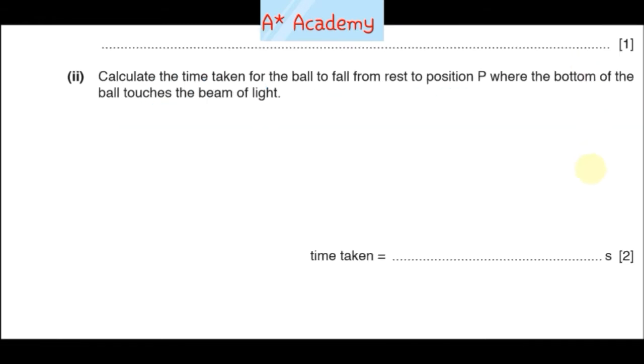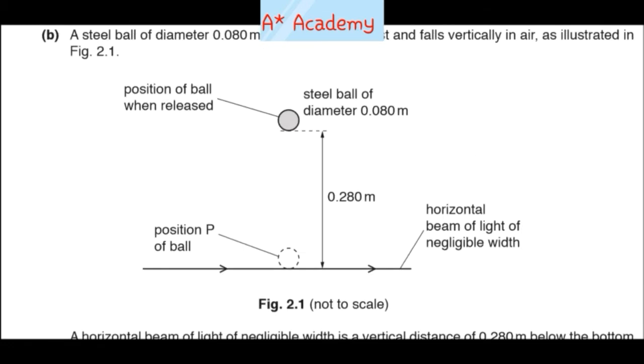Right, we are on to item 2. Calculate the time taken for the ball to fall from rest to position P, where the bottom of the ball touches the beam of light. Let's take a look at the diagram once again. We want to calculate the time taken for the ball to fall from there to there. We are going to be making use of equations of motion.